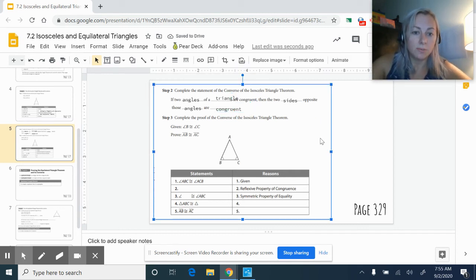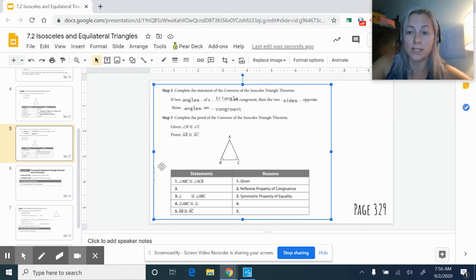Step 3, complete the proof of the converse of the isosceles triangle theorem. So converse is in reverse order. So we're given the fact that angle B is congruent to angle C. So we're working backwards now. And that's what we have right above here. So we want to prove that the measure of AB is congruent to the measure of AC.